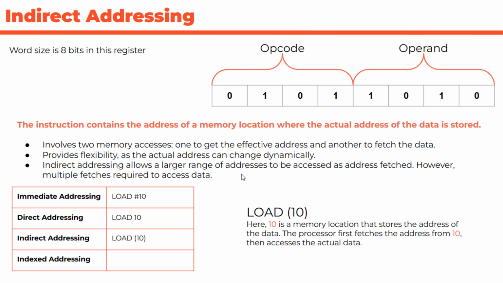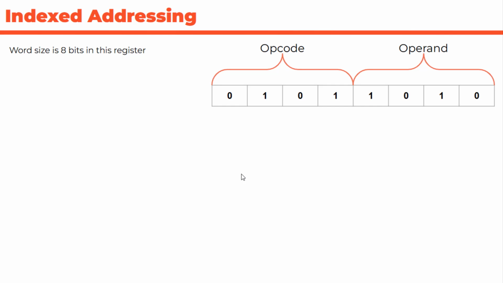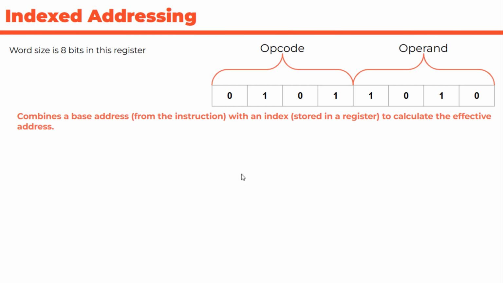And then finally, our fourth mode of addressing is indexed addressing. As soon as you hear the word index, I want you to start thinking about an array, which holds multiple elements in an ordered way, starting at 0 onwards. I've got the same opcode and same operand again. Now, this combines a base address, which comes from the instruction, with an index, which is stored in a register, to calculate the effective address.